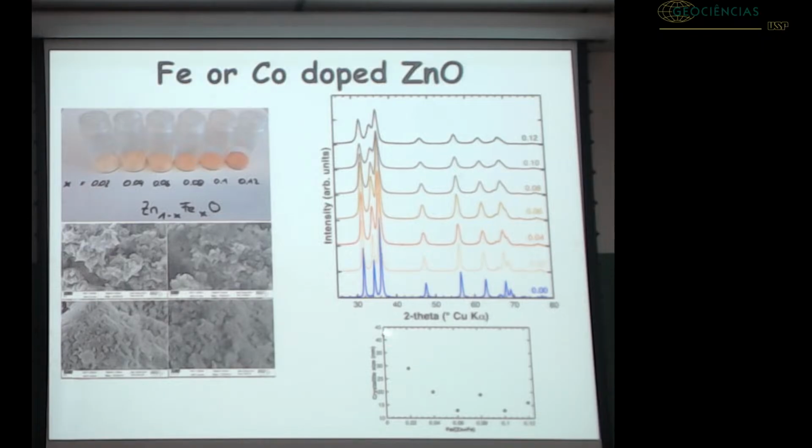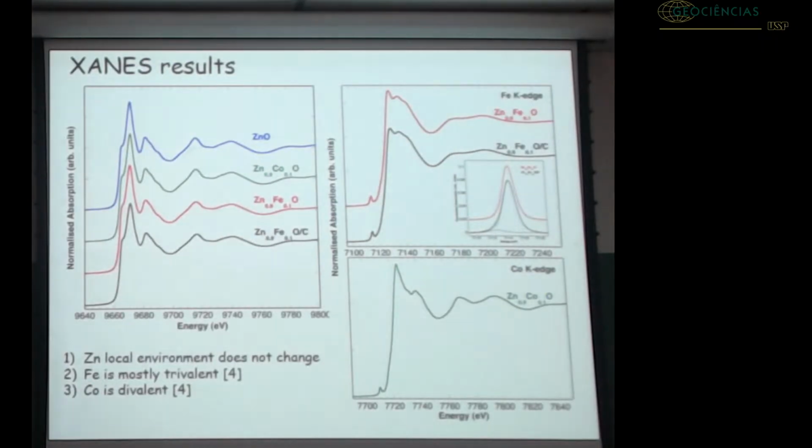And from that, we can derive a crystalline size for the synthetic material. In this case, we see that a very little amount of iron contributes to decrease a lot the size of the crystallites, rendering it nanocrystalline. Okay. Those are the spectra. We determine the iron oxidation state of the synthetic material, the same for some material doped with cobalt.